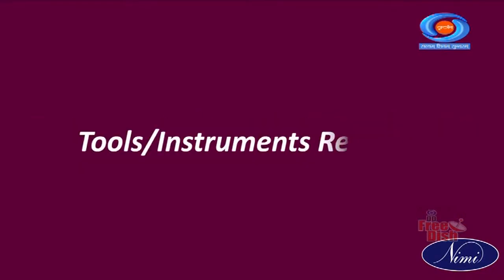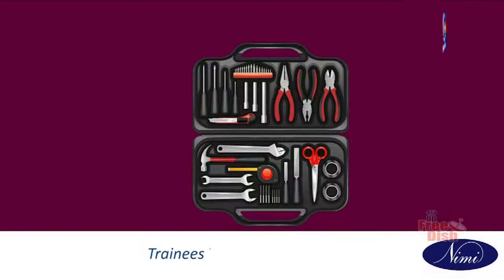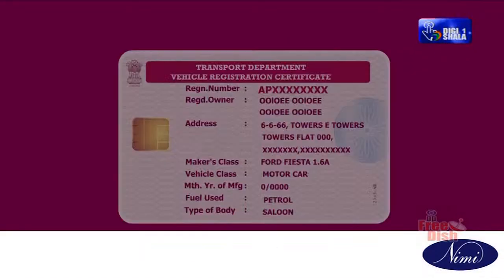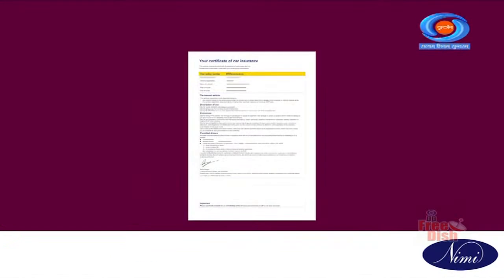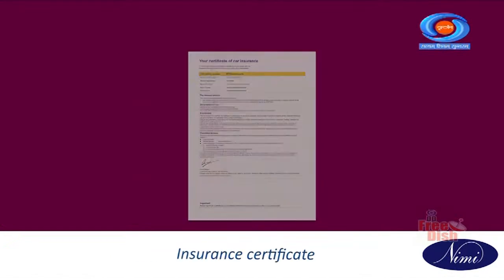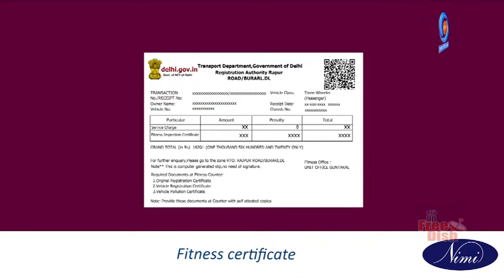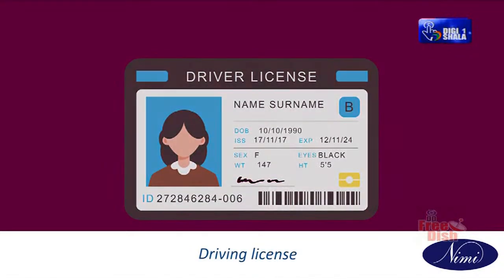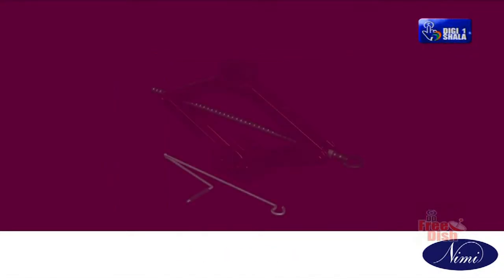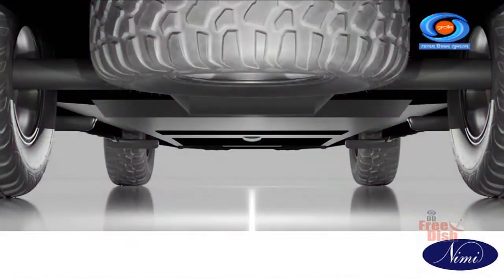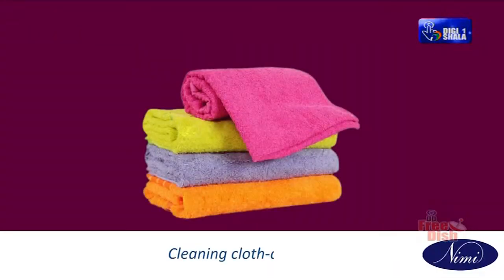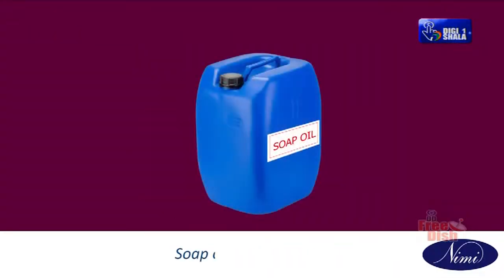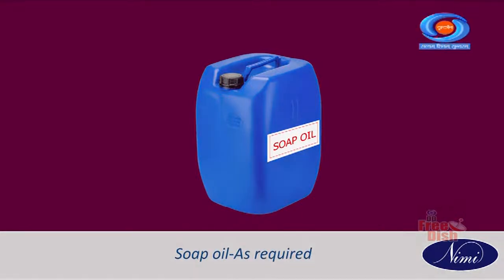Tools, instruments required. Trainee's toolkit, 1 number. Vehicle registration certificate, 1 number. Insurance certificate. Fitness certificate. Driving license. L-boards. Jack lever. Equipment required: vehicle with stepney. Materials required: cleaning cloth as required. Soap oil as required.